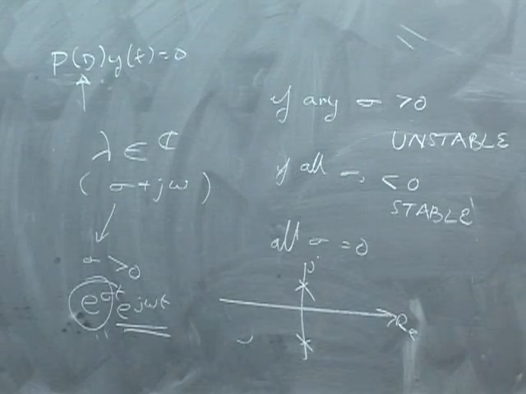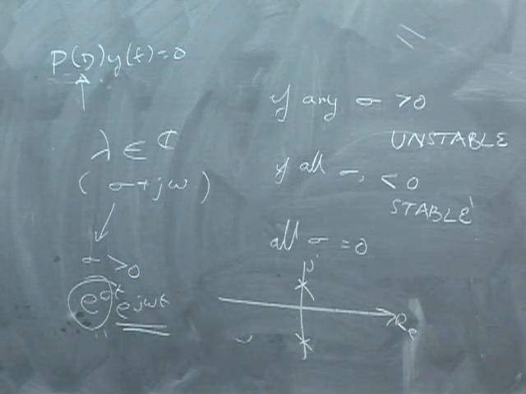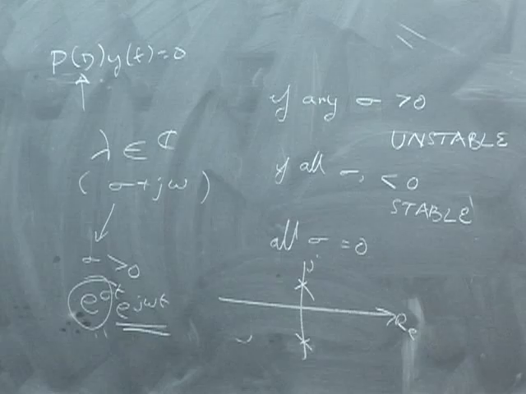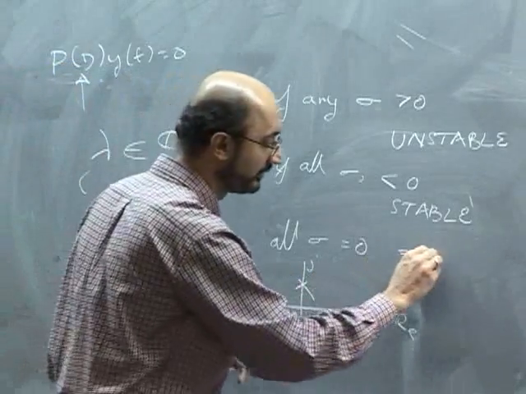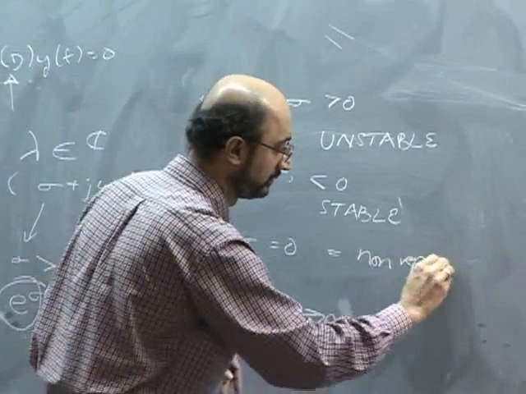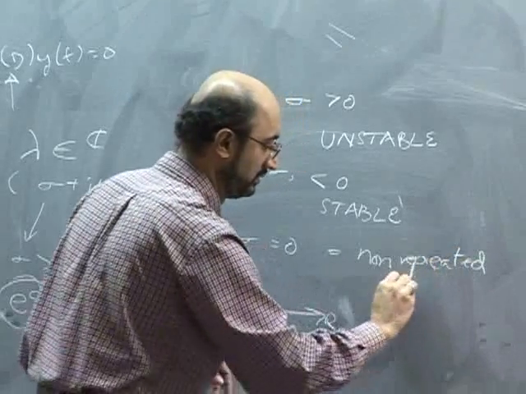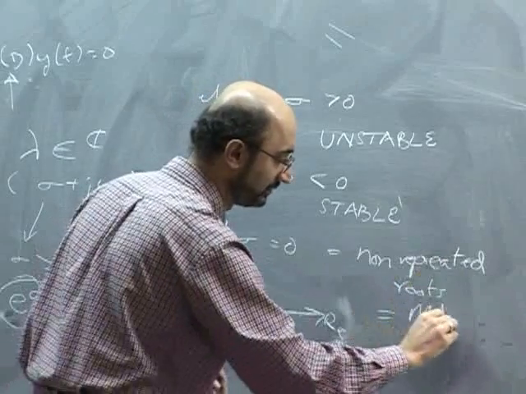So we call this marginally stable. It's not exceeding, it's not shrinking, it's just staying where it is. It just keeps oscillating round and round, like a guitar string. Without any damping, it'll be the guitar string. So if all sigma equals 0 and the roots are non-repeated, then it's going to be marginally stable.